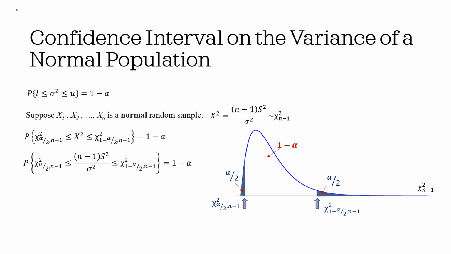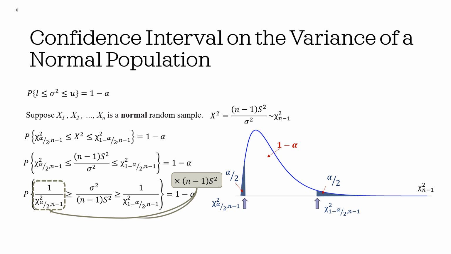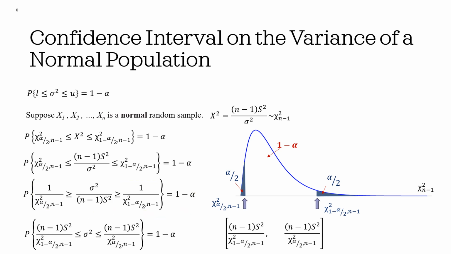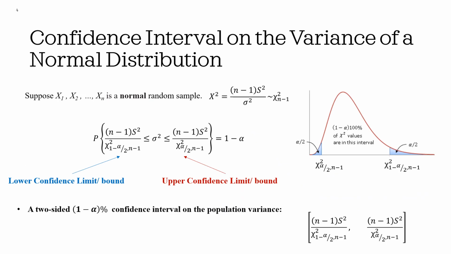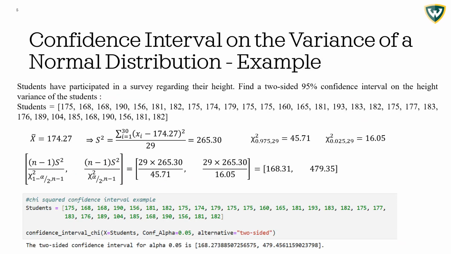To isolate the population variance, we invert the ratios within the parentheses, which also flips the inequality signs. Next, we multiply all ratios within the parentheses with n-1 times sample variance to isolate the population variance. This gives us the general two-sided confidence interval formula on the population variance. To define this confidence interval, we need to find the sample size, sample variance, and two chi-squared values either using Python or chi-squared tables.